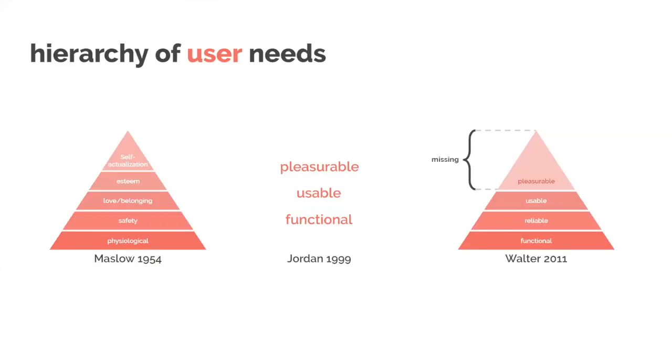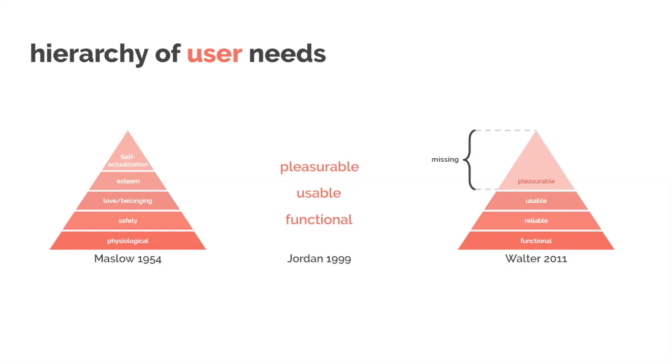So when it comes to user needs, there's the hierarchy of needs that Maslow came up with in 1954. Since then, for product design, Jordan in 1999 discussed how that could be altered for use with products, with pleasurability at the top and functionality at the bottom. More recently, Walter translated it into a hierarchy of user needs, where it needs to first be functional, reliable, then usable, and then pleasurable to round out the experience. However, he noted that a large amount of this pleasurability is missing in design rigor.